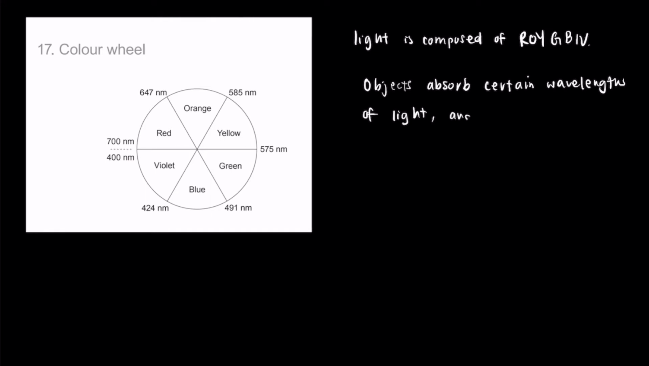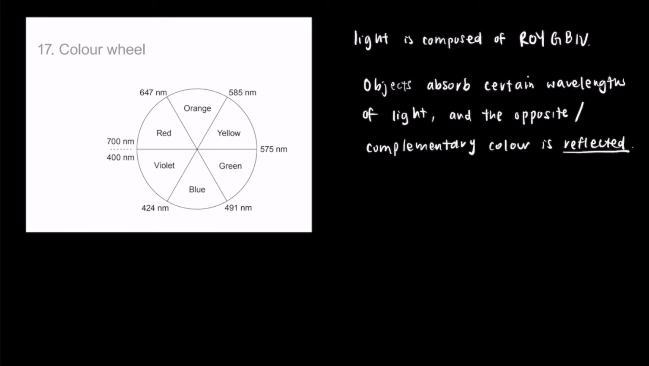One really common IB question is about the color of transition metal ions. But before we discuss that, we have to understand why objects are colored in the first place. The reason is that light is actually not just white light, but rather is composed of all the colors of the rainbow, ROYGBIV. So objects will absorb certain wavelengths of light, and the opposite or complementary color is reflected. The complementary color would be the exact opposite color on the color wheel, which is found in number 17 in your data booklet.